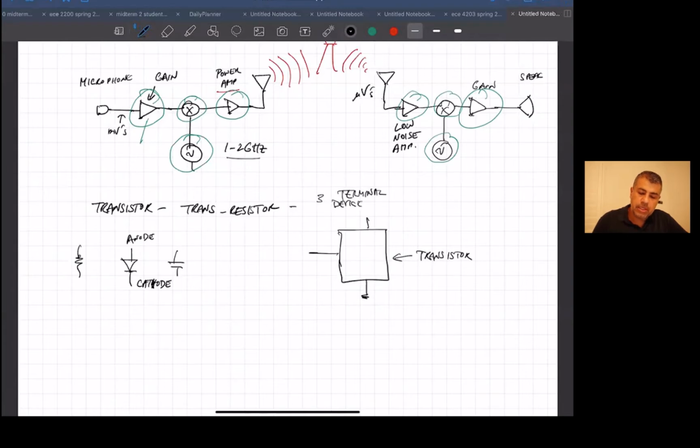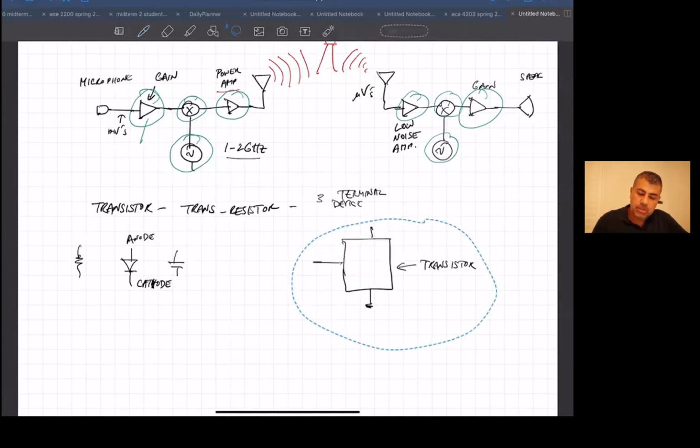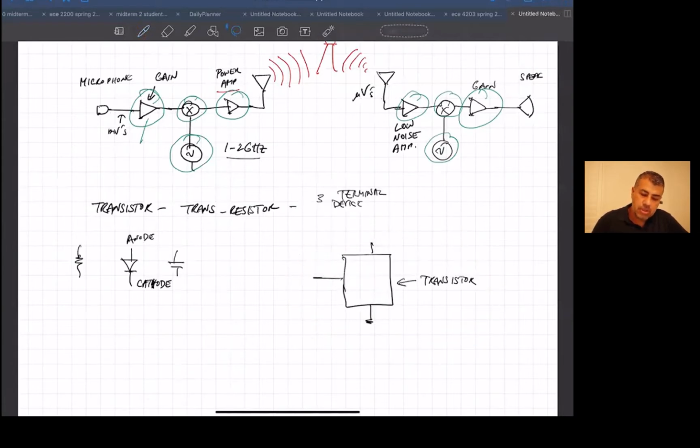Okay, and what does that mean? Well, the cool thing about that is you can use an input to one of the terminals. This could be, most of the time in this class anyway, we're talking about some kind of a voltage control input or current control input. So these are controls.